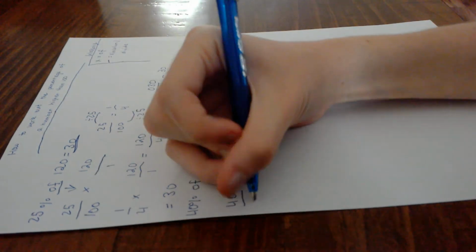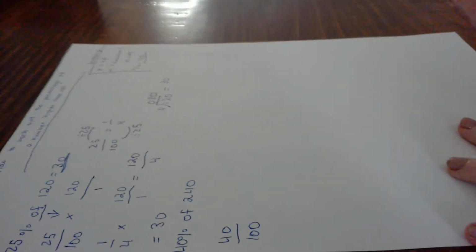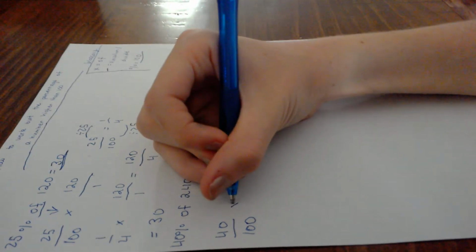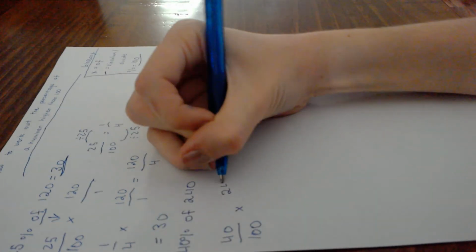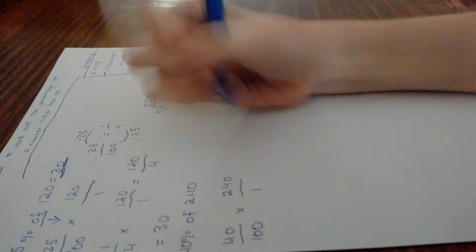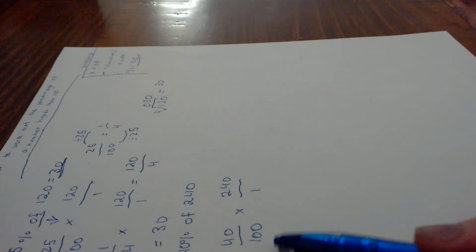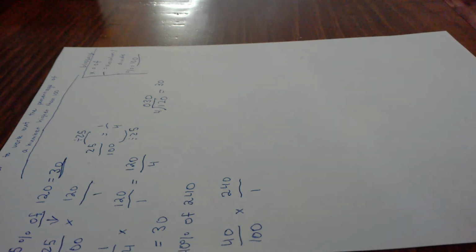40 over 100, as percentage is always out of 100. Let's add that to our glossary actually. Percentage equals 100, always. Okay? So, 40 hundredths times 240 over 1, which is saying 240 as a whole. And we have to see if we can simplify 40 hundredths.